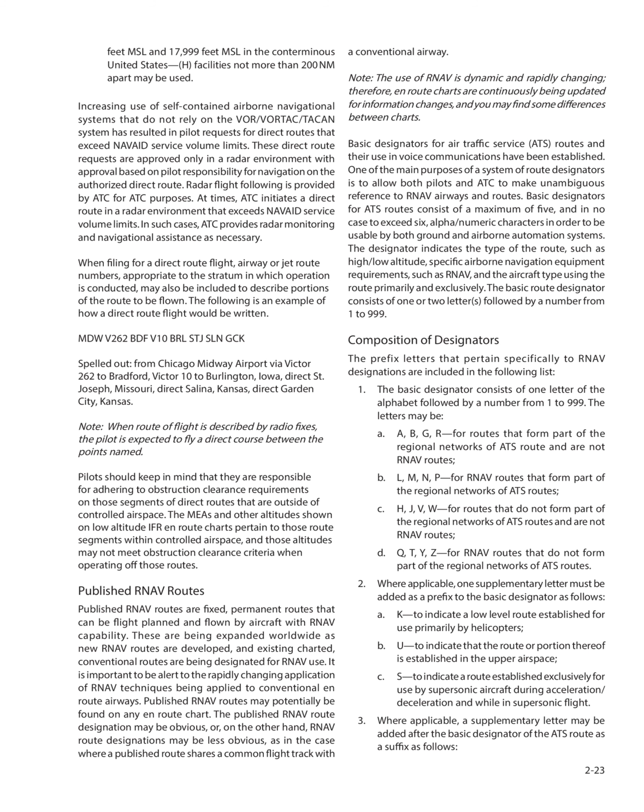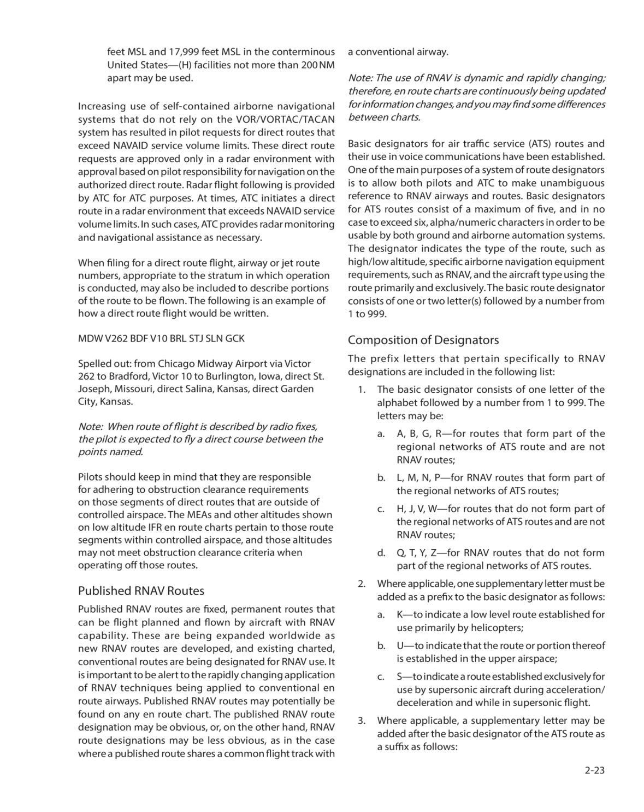The MAIS and other altitudes shown on low-altitude IFR en route charts pertain to those route segments within controlled airspace, and those altitudes may not meet obstruction clearance criteria when operating off those routes. Published RNP routes are fixed, permanent routes that can be flight planned and flown by aircraft with RNP capability. These are being expanded worldwide as new RNP routes are developed, and existing charted, conventional routes are being designated for RNP use. It is important to be alert to the rapidly changing application of RNP techniques being applied to conventional en route airways. Published RNP routes may potentially be found on any en route chart.